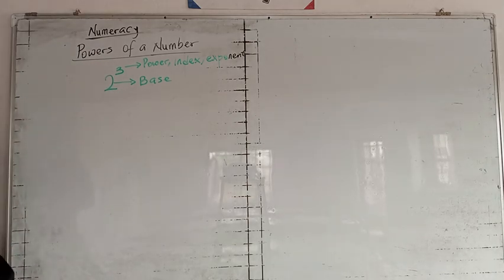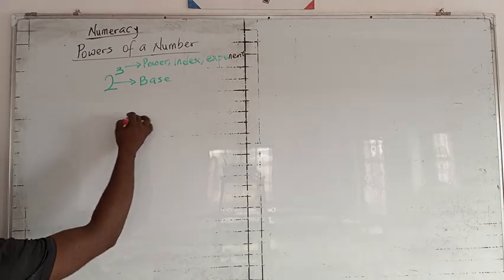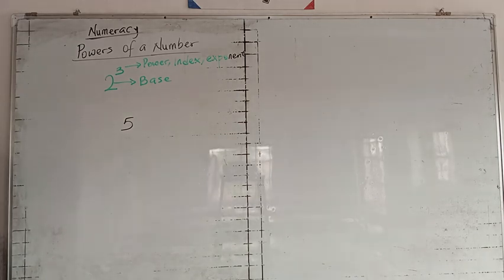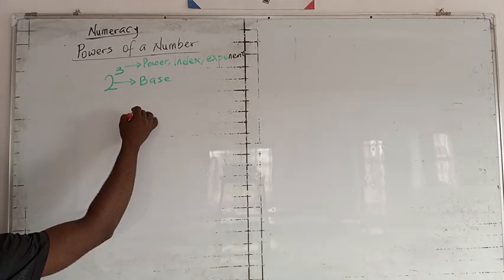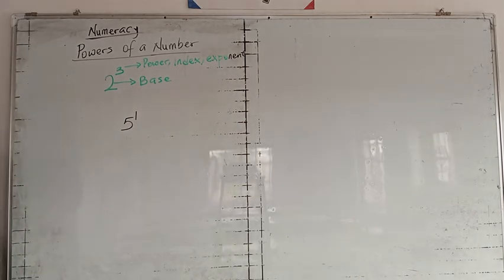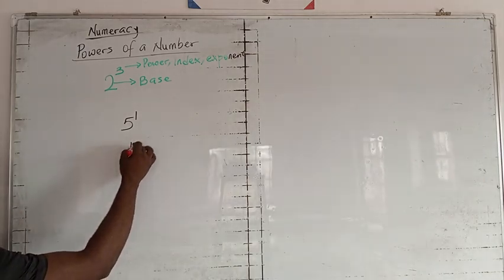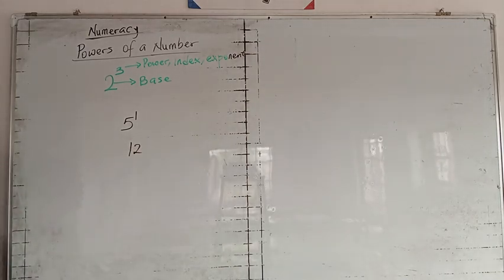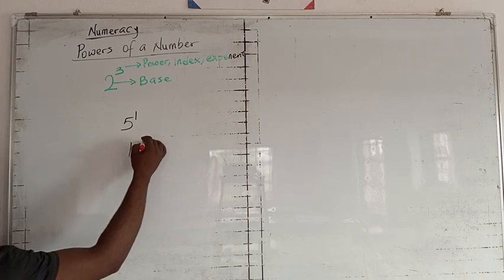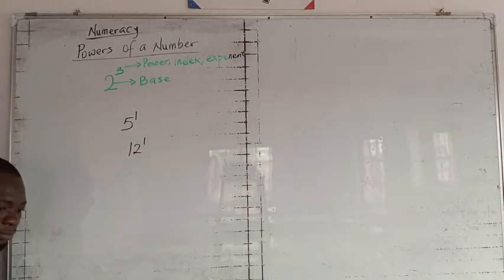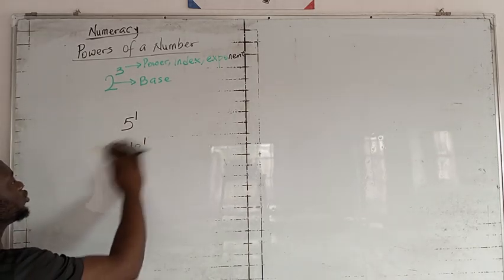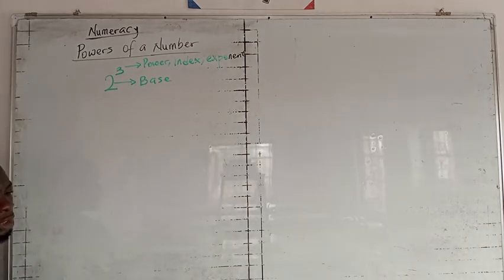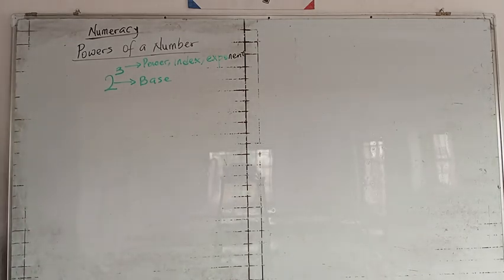Now, another thing we need to have in mind is that every whole number has a power, but of power 1. If I have 5 just standing on its own, know that 5 is of power 1. If I have 12 standing on its own as a number, know that 12 is to power 1. And there are few things we need to know about powers of a number.